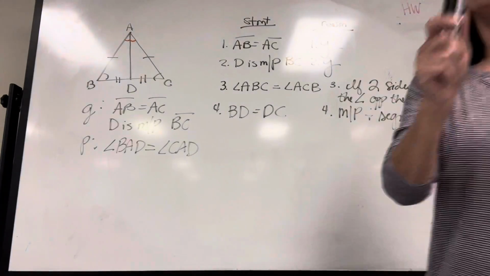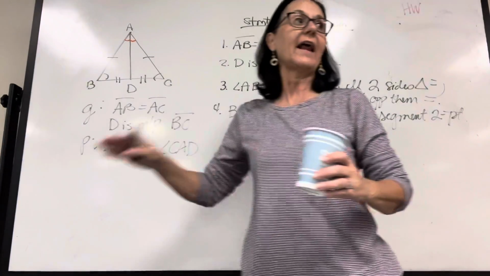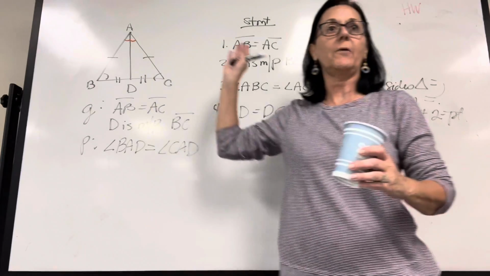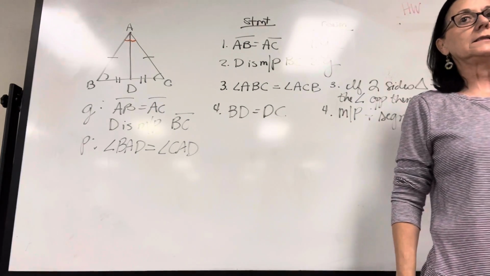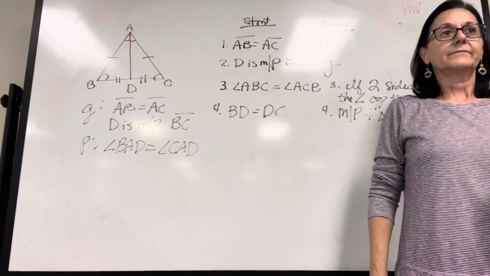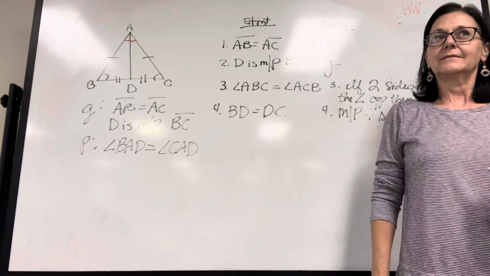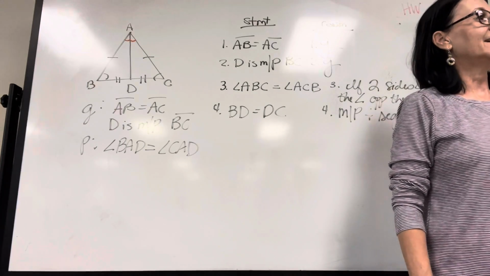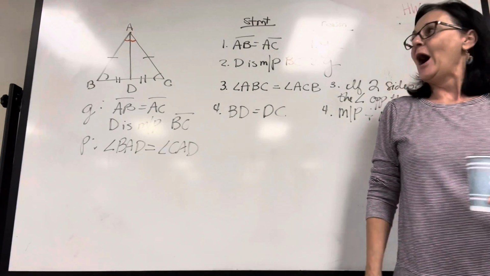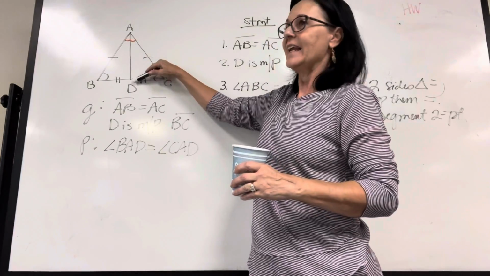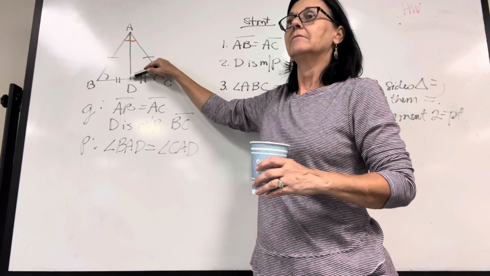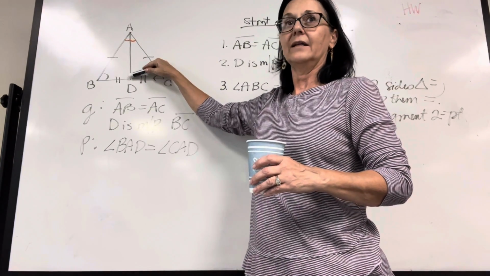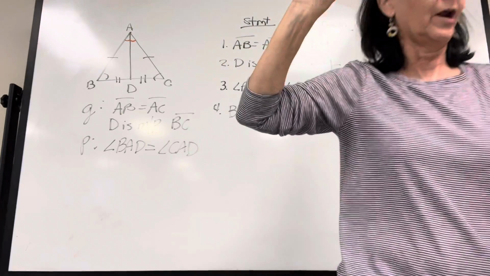Correct. But is there another part in the triangle on the left that I already know is congruent to the part on the right? Just reflexive property. AD equals AD. Correct. I could have already said AD equals AD. Got it? Let's not miss it.